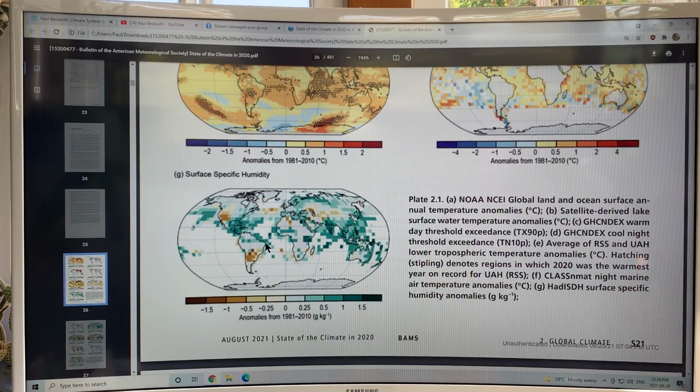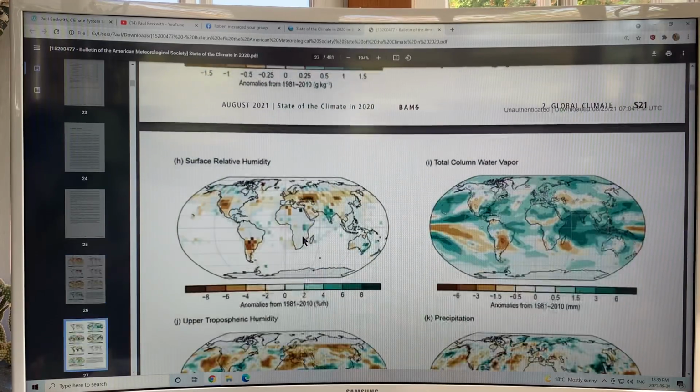Think back to the saying, wet areas get wetter, dry areas get drier. Well, these are the dry areas, and they have a surface-specific humidity that was lower in 2020 relative to this average. And these are the amounts, but most of the globe is getting higher specific humidity. No surprise, because the globe is warming strongly, and when it's warming, there's more evaporation, so there's more water vapor in the air, and you can see the distribution here.